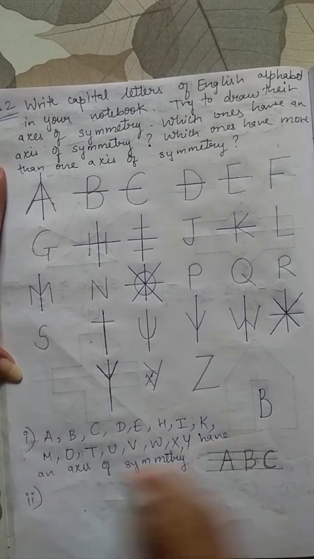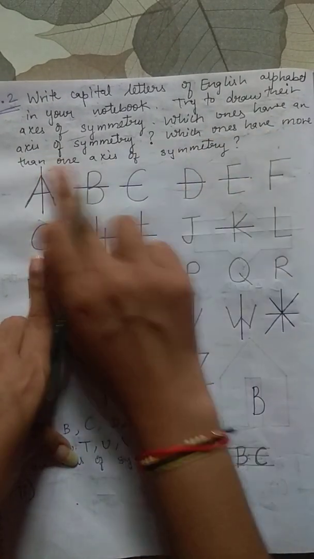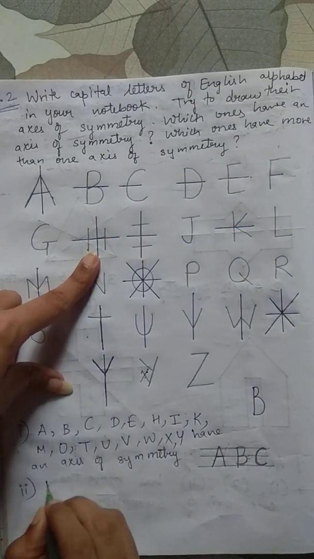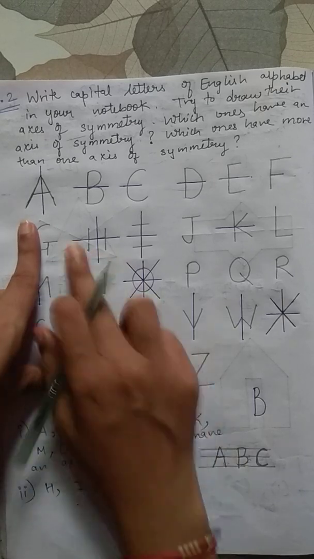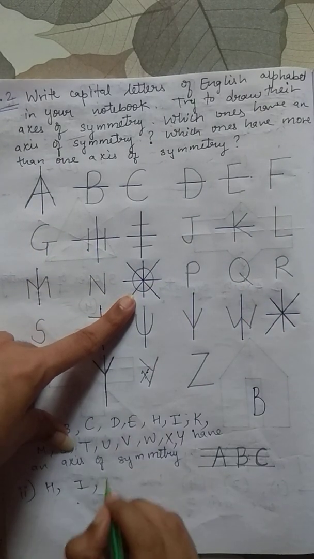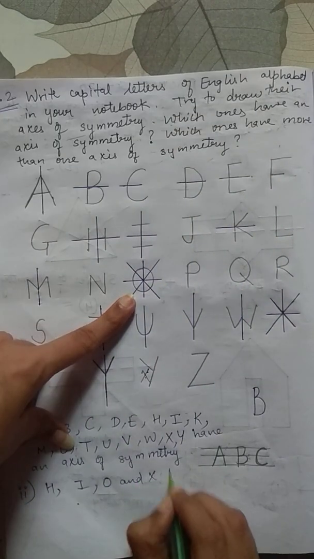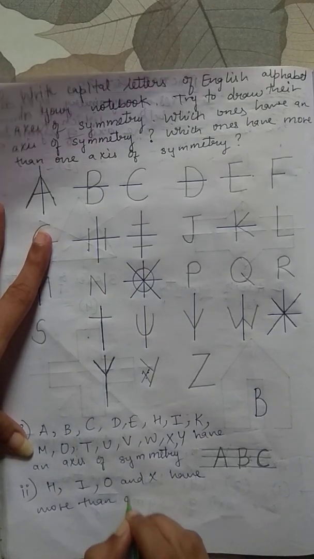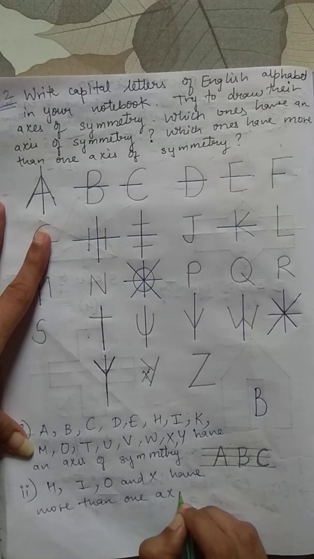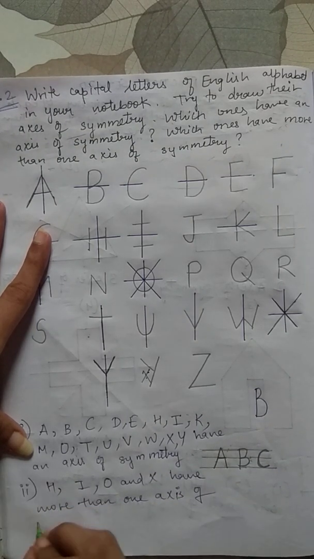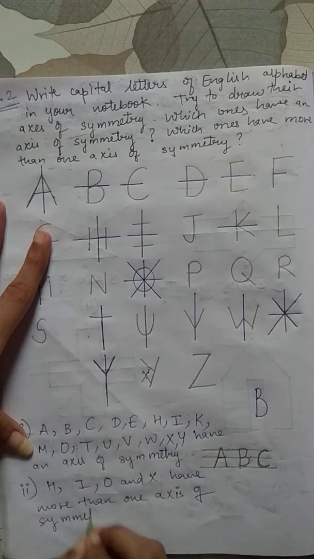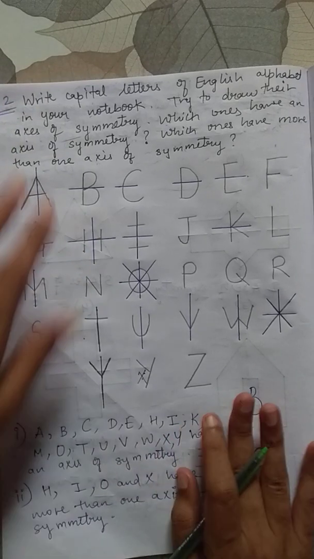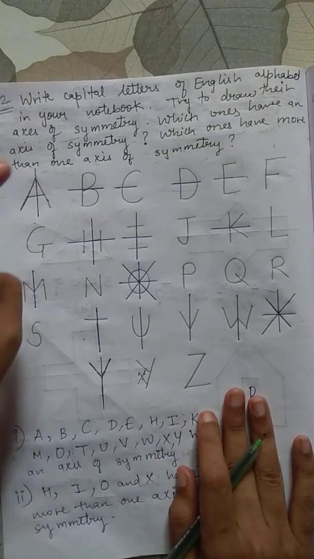The second question is, which ones have more than one axis of symmetry? So more than one axis: H, I, O and X have more than one axis of symmetry. So this was practice set 20. Question number 3 is the same as the activity which we did.